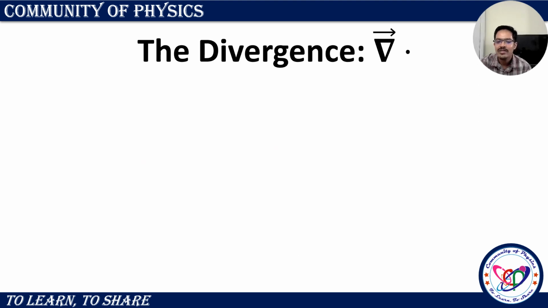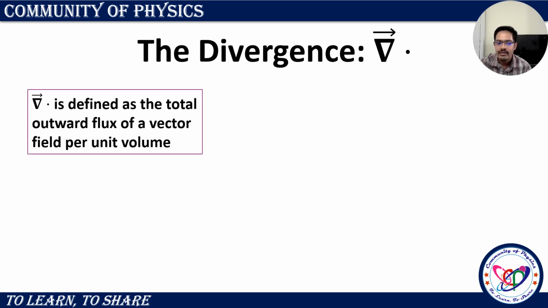Now let's talk about the divergence. Divergence is written as nabla with an arrowhead with a dot in front of it. And the divergence is defined as the total outward flux of a vector field per unit volume.